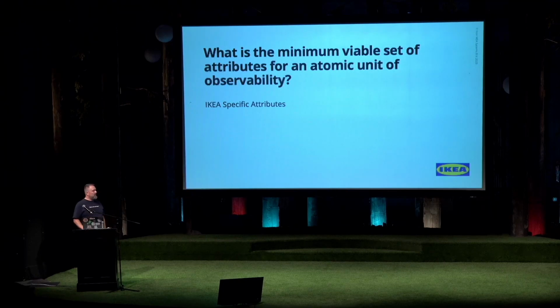So now we have OpenTelemetry, we have a data model, we have all this stuff. The big question for us is, what's the minimum viable set of attributes for an atomic unit of observability? This is IKEA specific, right? We need to motivate teams to include the attributes in their telemetry to provide that value to the business. The attributes ensure data ownership as well as allow the observability data to be consumed between teams. We're trying to de-silo teams and make them understand that yeah, you're solving your technical issue, but there's value to the rest of the organization for this stuff.